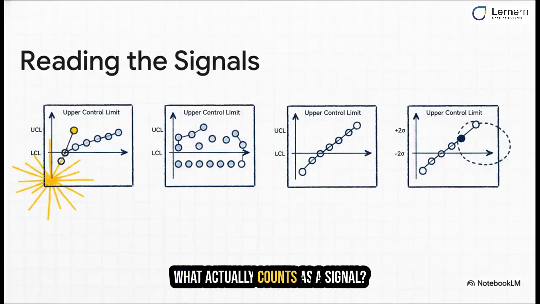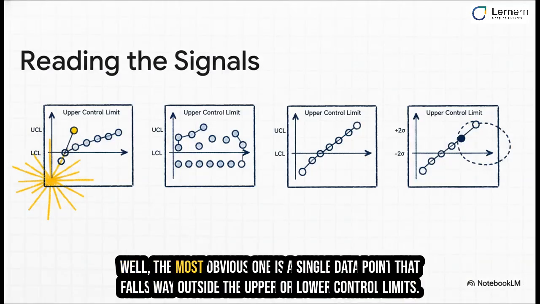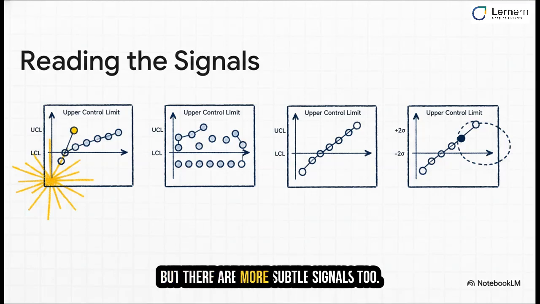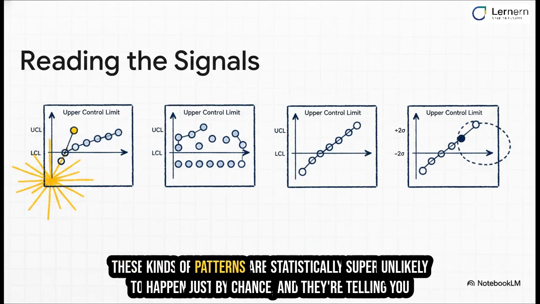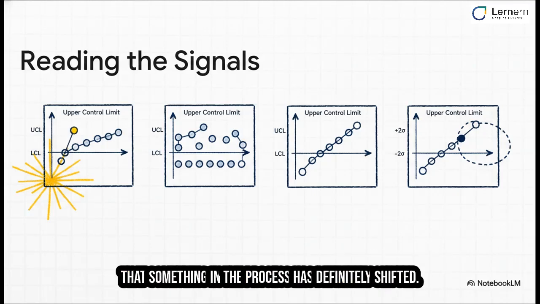So what actually counts as a signal? Well, the most obvious one is a single data point that falls way outside the upper or lower control limits. But there are more subtle signals too. Things like a long run of points all on one side of the average, or a really clear upward or downward trend. These kinds of patterns are statistically super unlikely to happen just by chance, and they're telling you that something in the process has definitely shifted.